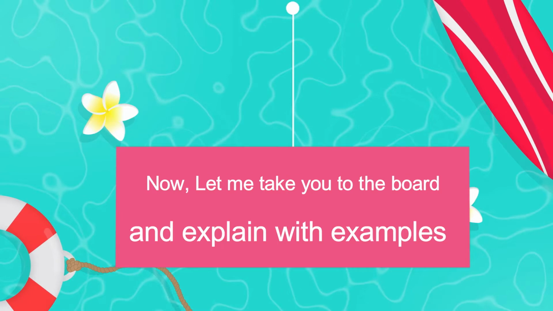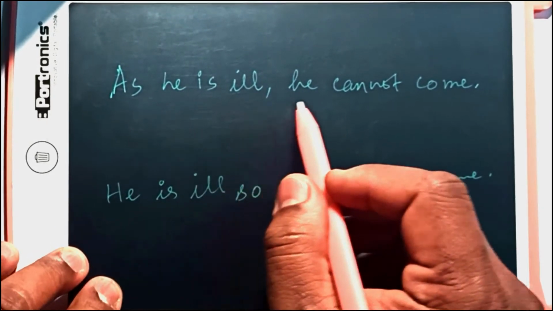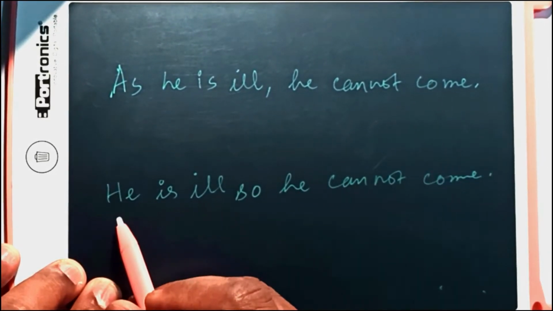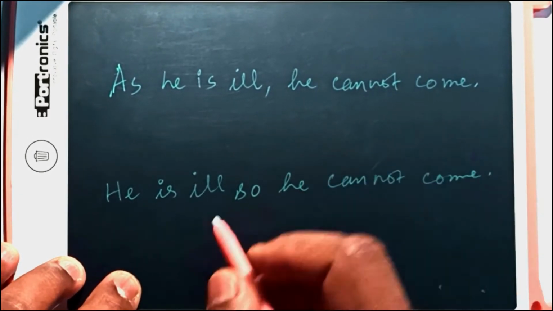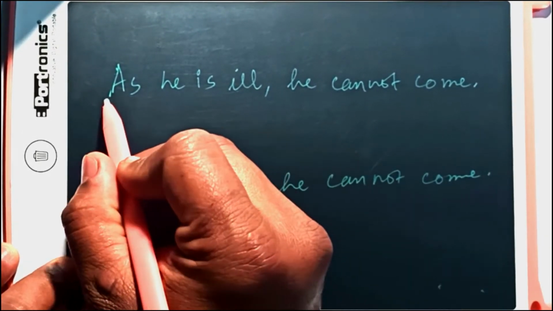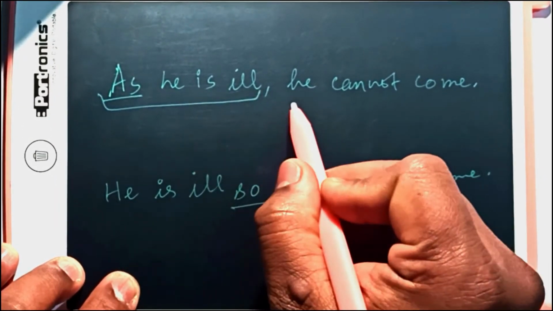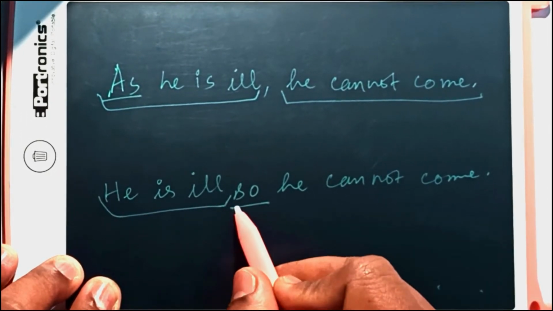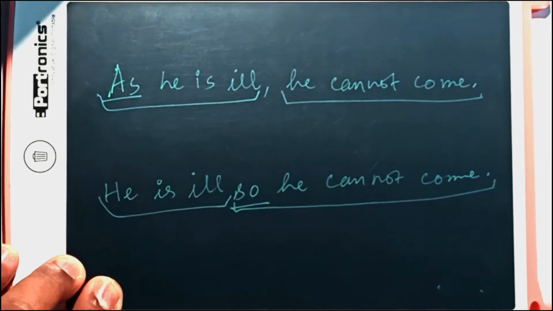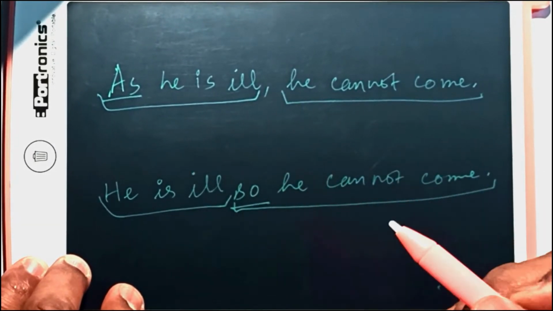Now, let me take you to the board and explain with examples. In these two sentences, "As he is ill, he cannot come," we have another sentence, "He is ill, so he cannot come." Now, in both the cases, what you can see, we have conjunctions. And we have one clause and another clause. Here also we have one clause and another clause. Now, you have to see the difference between these two sentences.